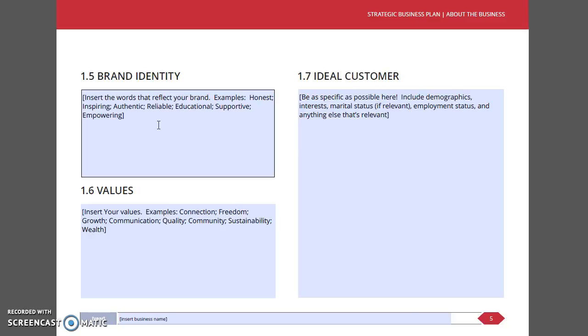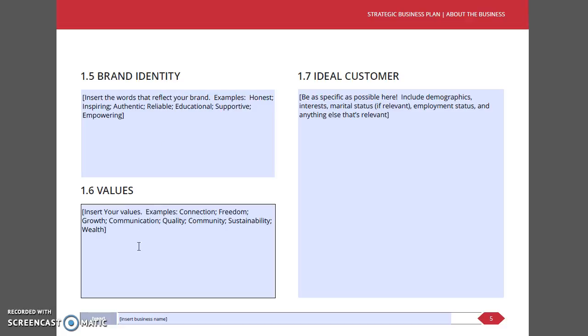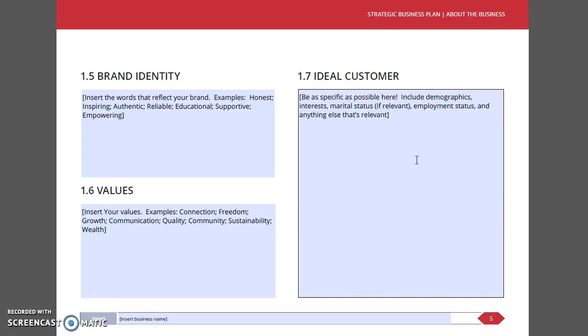Now we look at your brand. We insert here the words that reflect your brand. And I've given you some examples here. So honest, inspiring, authentic, reliable, educational, supportive, empowering. Just put in those words that reflect your brand, and then do the same for the words that reflect your values. Very important to know what your values are within your business. So the values might be communication, quality, sustainability, freedom, connection. There's so many different things you could put in there, but put your values in here up front.